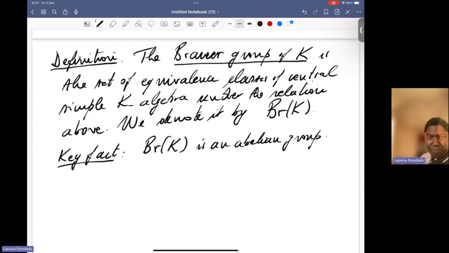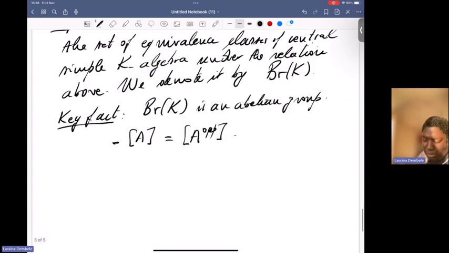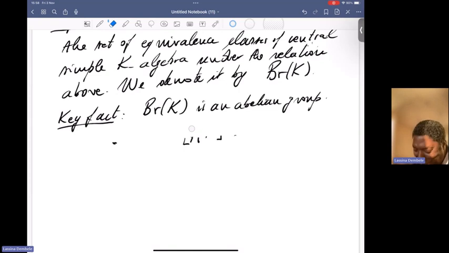It's an Abelian group. And if you want the negative of a class, then it's just the class of the opposite algebra. Sorry, I forgot to say that. Let me state things in the right order. So the composition law is what you expect it to be.